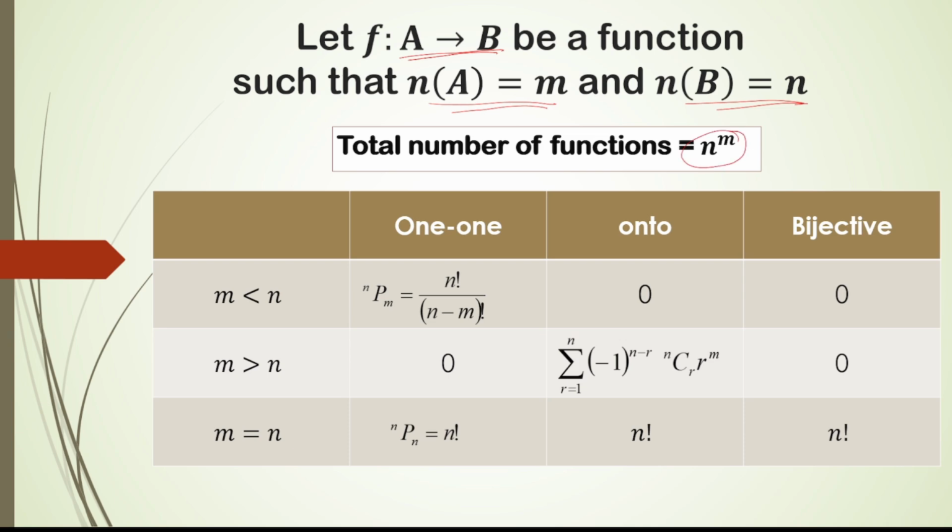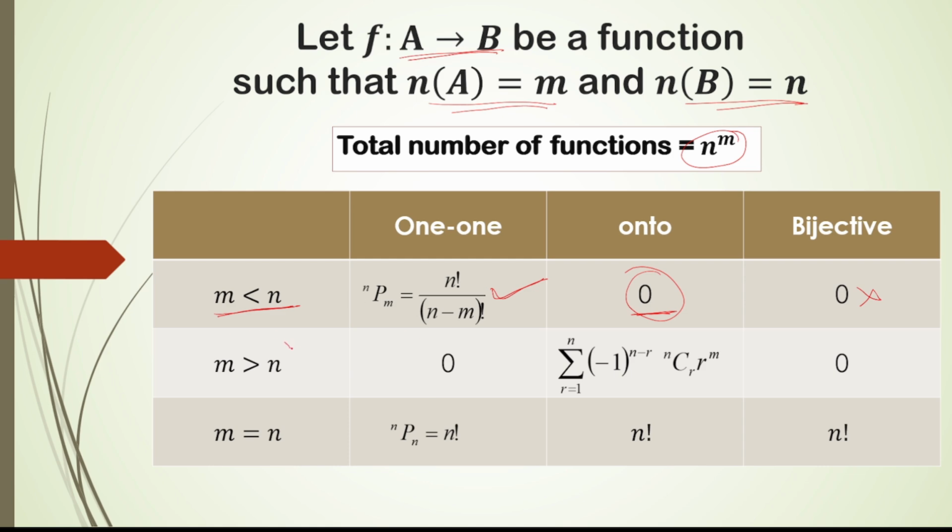And let us come to the types of function, that is 1-1, onto and bijective. If m is less than n, then we cannot define an onto function. As we cannot define an onto function, obviously we cannot define a bijective function, because we know that a bijective function is both 1-1 and onto. Only a 1-1 function is defined and its formula is nPm.